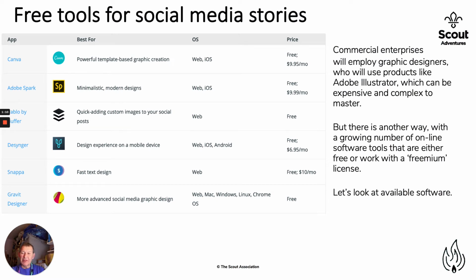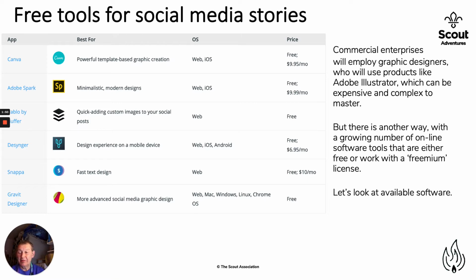There are a number of free tools, so let's have a quick look at them. These are tools that are free or freemium, so you can do basic things for free, but if you want to do special things you need to pay for a license or get one from somewhere, and we'll talk a little bit about that. So in the available software there is Canva, which is a powerful template based graphics solution, Adobe Spark, which is part of the Adobe family and is as full functioned as you would imagine from Adobe.